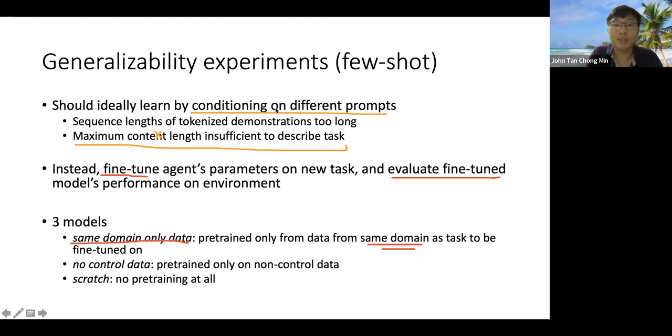So same domain means if you are testing on the Atari boxing game, I can pre-train on all the Atari games except boxing. I can pre-train on Pong, Breakout, Seaquest, and so on. No control data means I don't even pre-train on that domain. If it's an Atari game, I cannot pre-train on Atari games. I have to pre-train on text, on image data, and so on, but I cannot do anything for Atari games. And then we have another model called Scratch, which means no pre-training at all. You take the model and your fine-tune is your training. You train from scratch. So let's see how the few-shot experiments work.